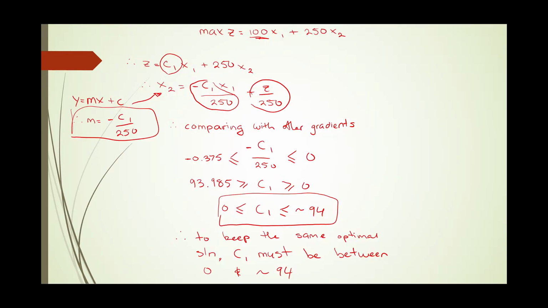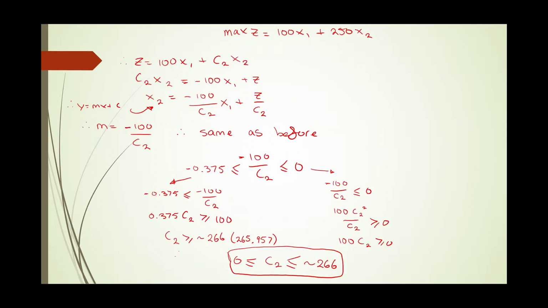So comparing with the other gradients, we can see that negative c1 over 250 is going to be greater than negative 0.375, but less than 0. Multiplying both sides by negative 250, the signs flip, and c1 will be less than 93.985 and greater than 0, or approximately 94 as well. So therefore, to keep the same optimal solution, c1 must be between 0 and approximately 94.